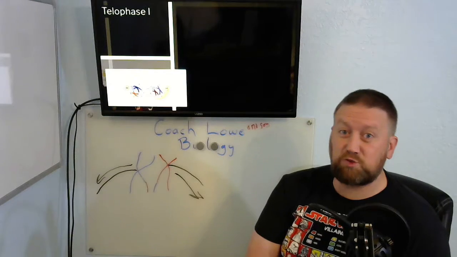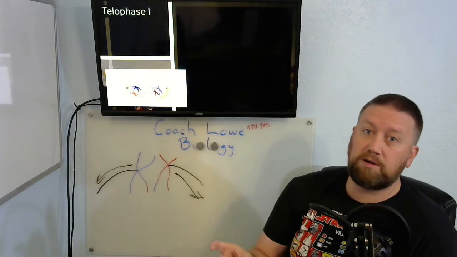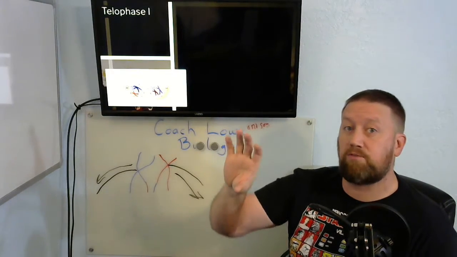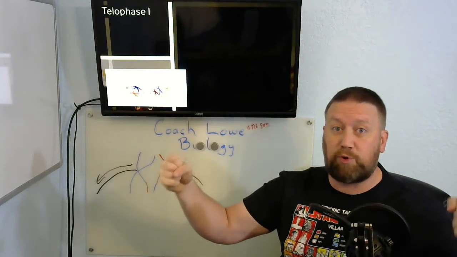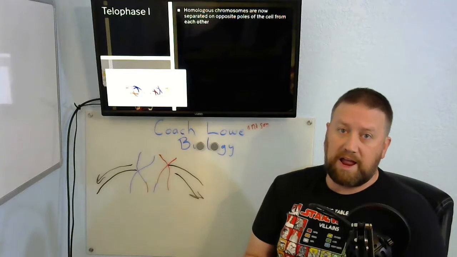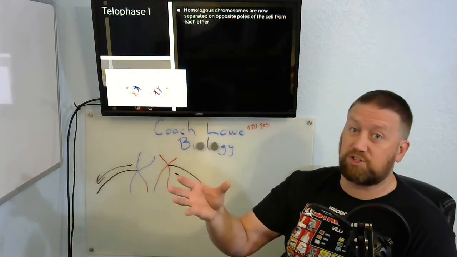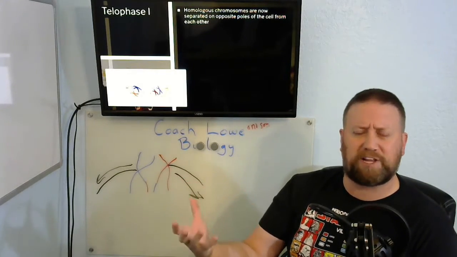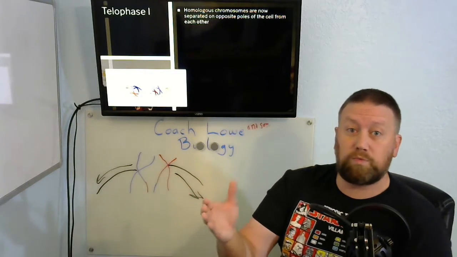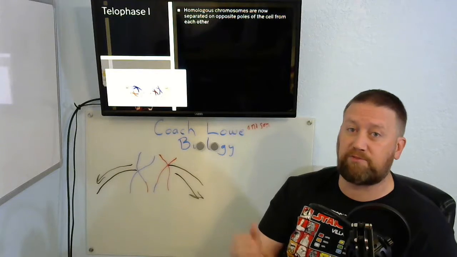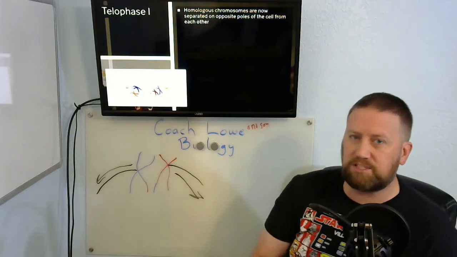During telophase 1 is just like mitosis. We have the chromosomes on either side of the cell, either pole of the cell, and now the cell starts to split. It's ready to divide into two daughter cells. So during telophase 1, we have the first time that cytokinesis begins.